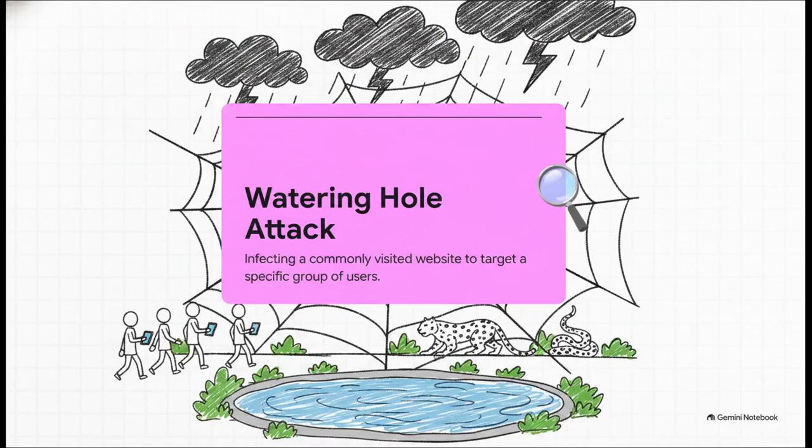Well, a watering hole attack is when hackers infect a commonly visited website just to target a specific group of users. Instead of going after the users directly, which can be super tough if they have strong personal security, the attackers compromise a site they know the target group already hangs out at. It is quite literally like a predator waiting in the bushes at a watering hole out in the wild. When the unsuspecting targets arrive to drink, or in this case browse, boom, they get infected.